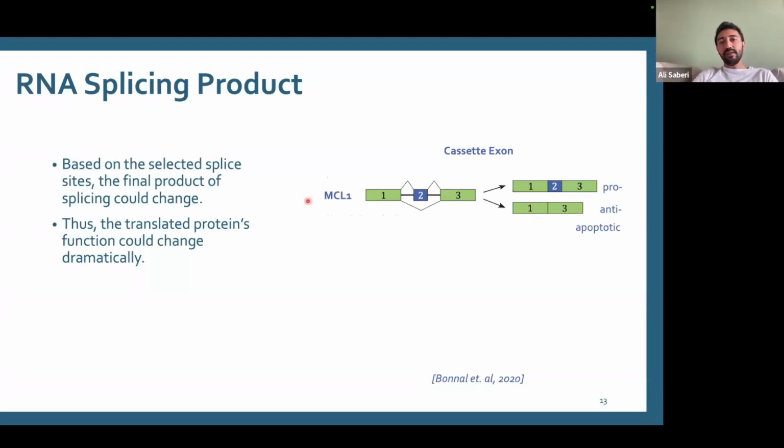And here's an example in this MCL1 gene. You can see the number of exons in this gene. Whether the middle exon, the cassette exon, is included or excluded, the final protein would have contrary functions. And if some particular cancer wants to develop, this gene needs to have more of this protein, the anti-apoptotic one.